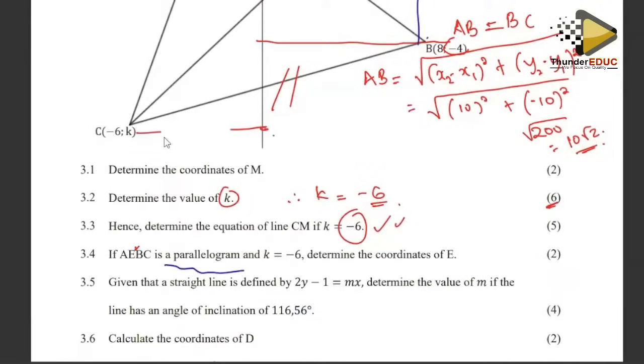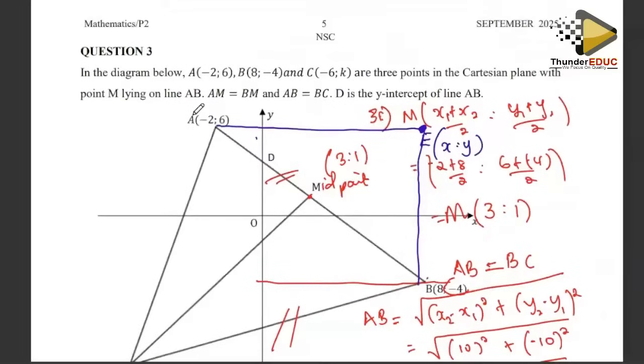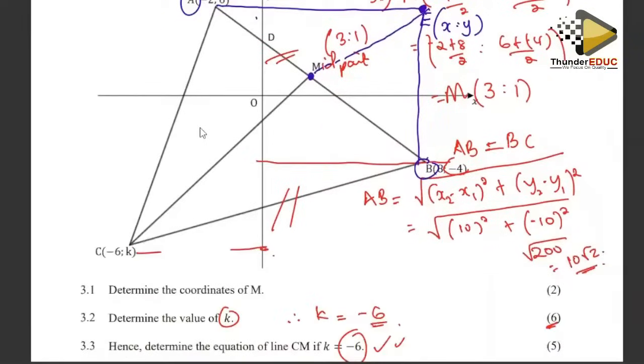How many marks is it? It's 2 marks. So if it is 2 marks, and we already know that our AB is a diagonal, meaning that this point M is going to be a midpoint even to this AE. Now, if this is x, this is -6, we're going to have something like -6 plus x divided by 2 must give us a 3.